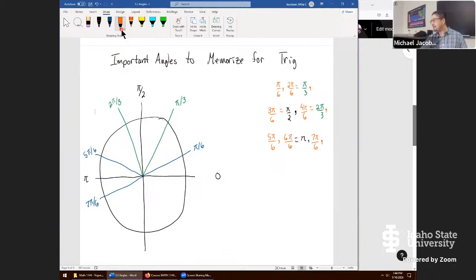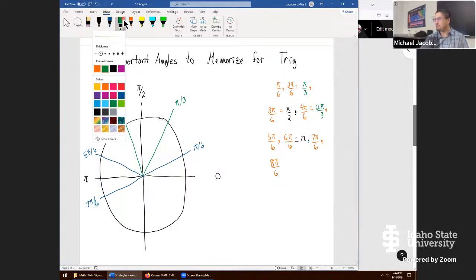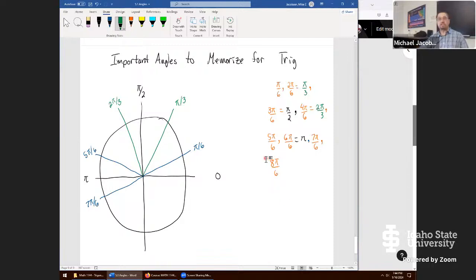Let's continue to add. Next, we're up to 8 pi/6. This is one of the kind of annoying ones that's going to reduce on us, but not too bad. Divide by 2, top and bottom, and you'll get 4 pi over 3. So that's going to be right here, 30 degrees more. So here's our 4 pi over 3.